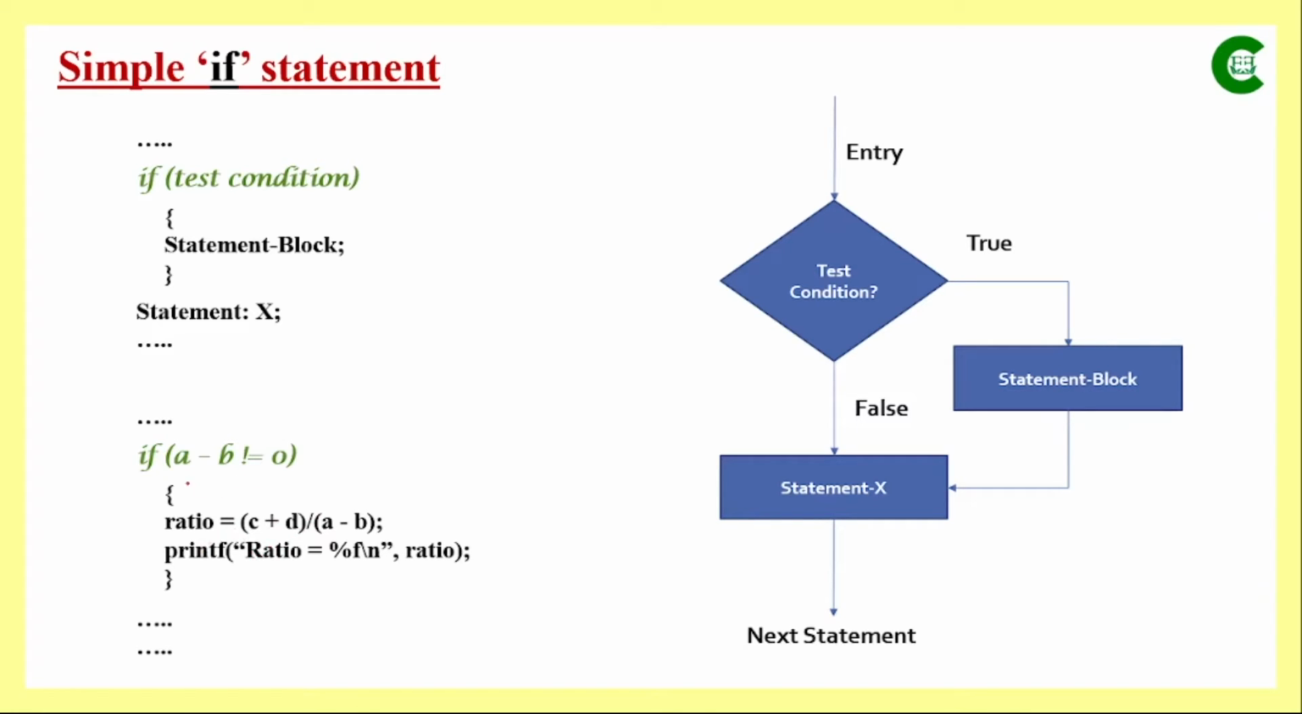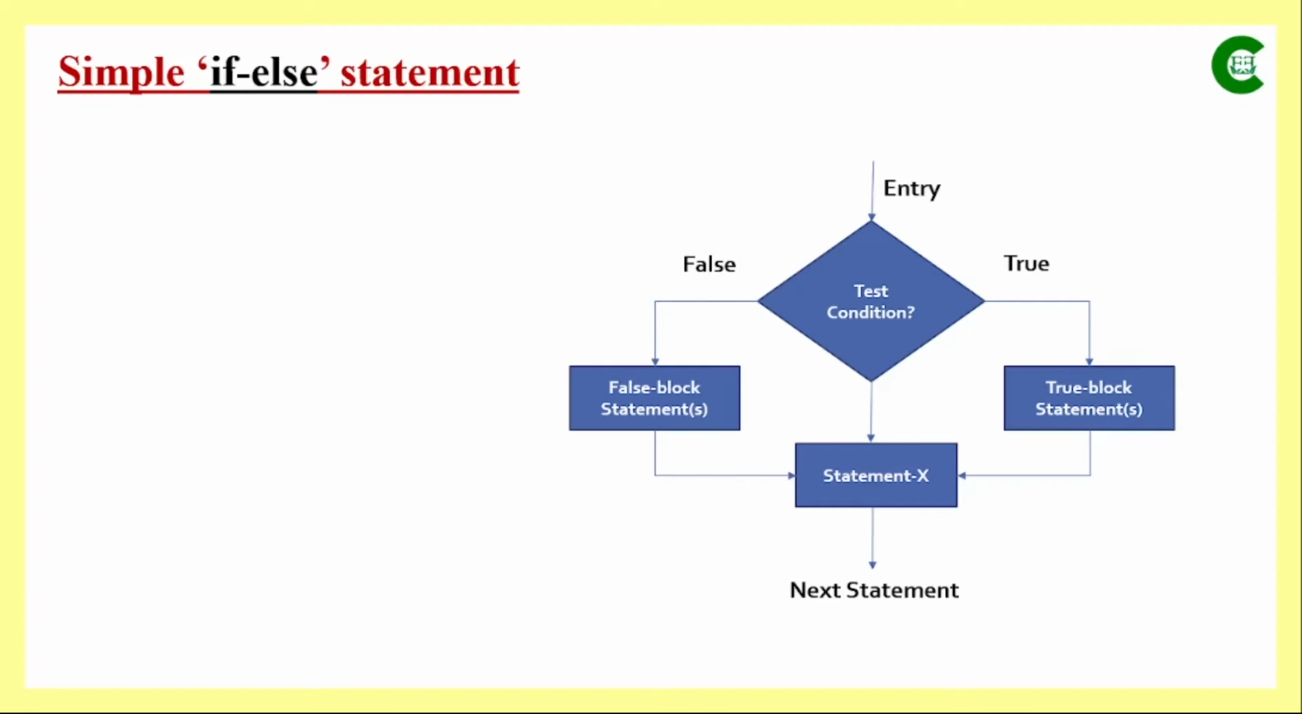But if a minus b is not equal to 0 is false, meaning a minus b is equal to 0, then what to do is not mentioned in this program, because we don't have any else part here. Next we will see what to do if a particular condition is not satisfied. In the syntax we will have the else part, that we know.